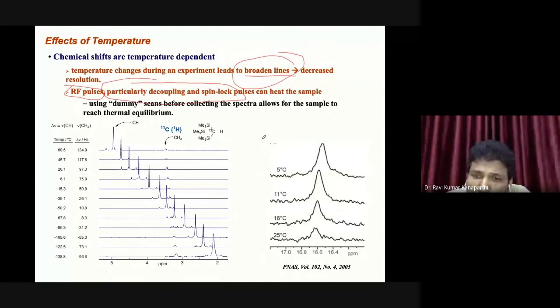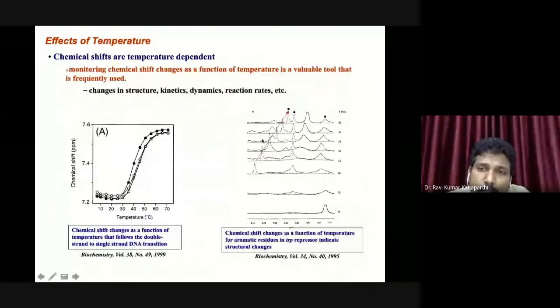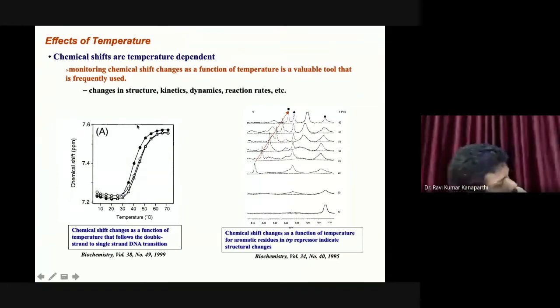Keeping this in mind, there are people who have been exploiting this particular thing to obtain some information, especially with regard to biological samples like DNA. What is that? DNA single strand to double strand denaturation. So this information can be easily monitored through the NMR. This is something very interesting.